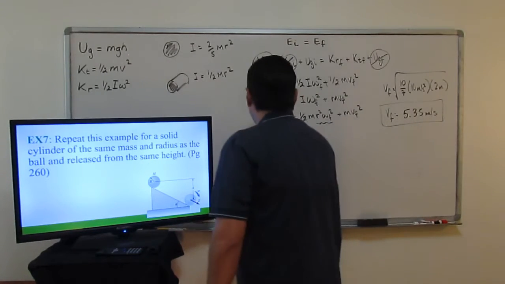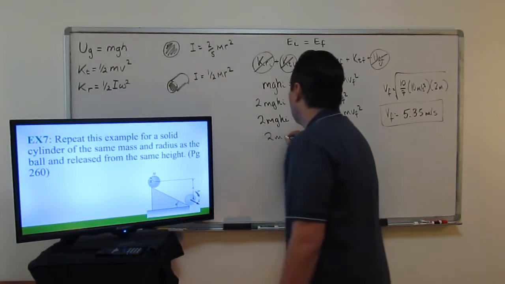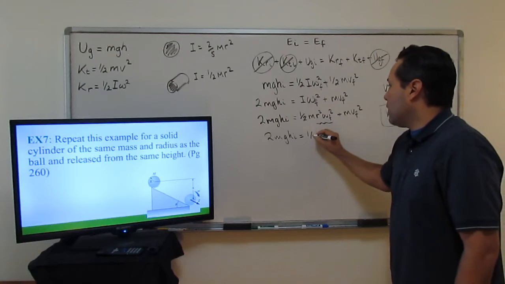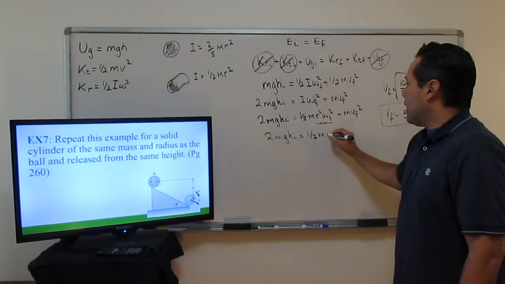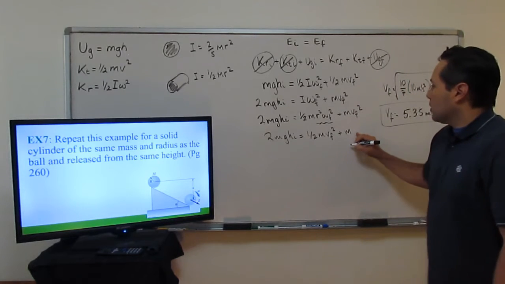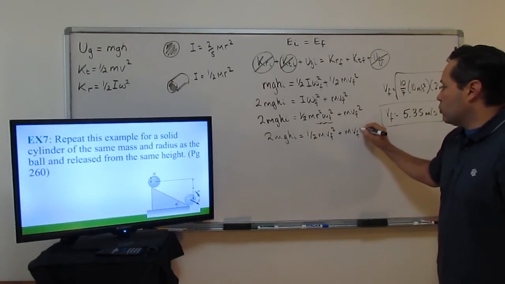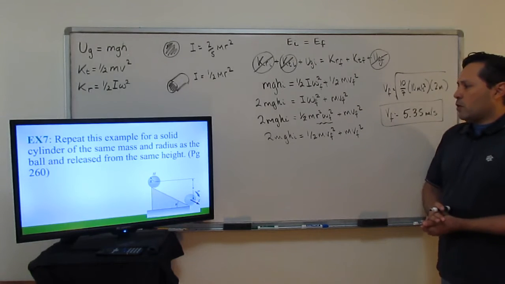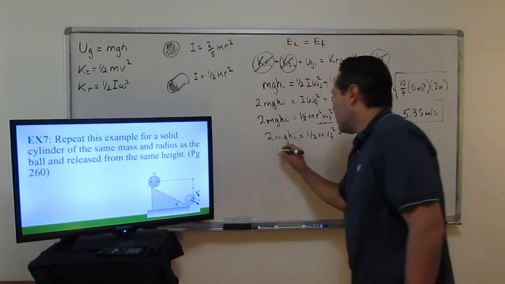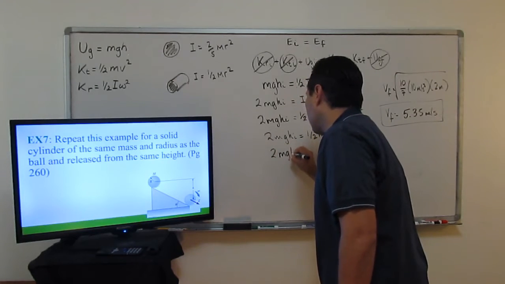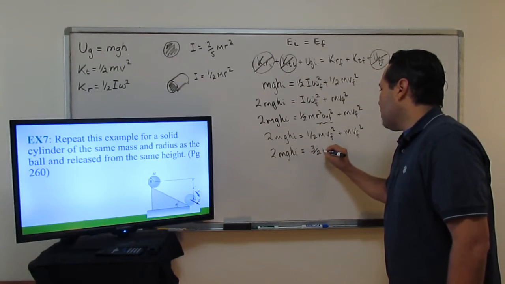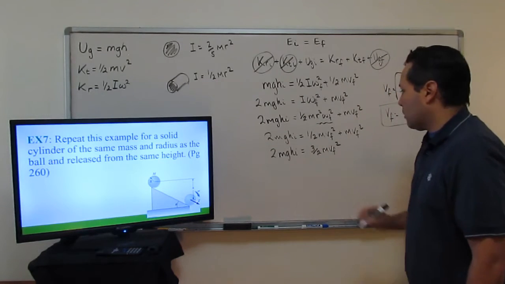So this will be a formula now. 2 times mgh is equal to 1/2 mass times velocity final squared plus mass times velocity final squared. Alright, so now we can go ahead and combine like terms over here. So we're going to end up with this: 2 mass times gravity times height initial is equal to 3/2 mass times velocity final squared.